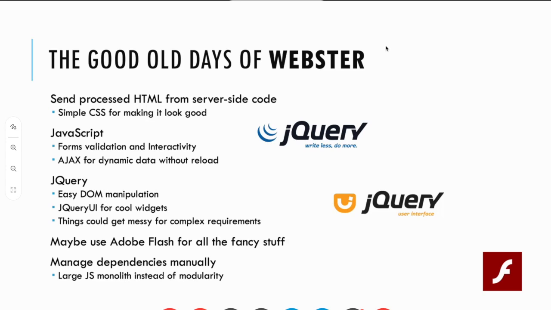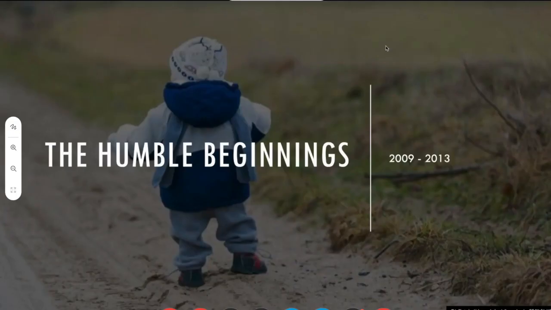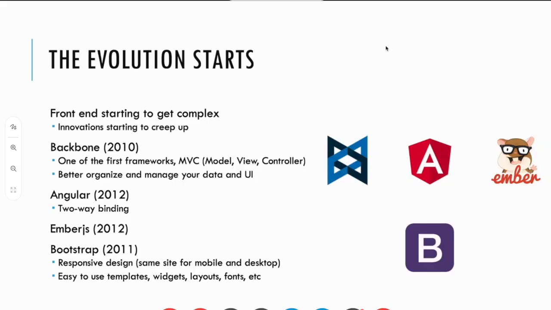So then, the period of 2009 to 2013 was the time when the humble beginnings of modern front-end development started. Front-end development was starting to get more complex. There were more things that people were requiring from the front end of a website, and that's why there were a lot of problems that we were facing. And when people face problems, innovations come up when they try to solve these problems.